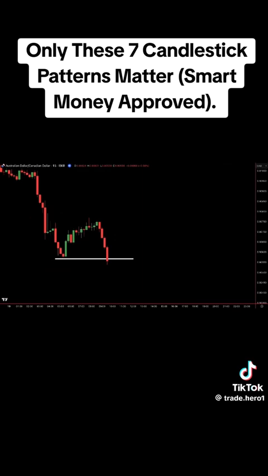Now, let's look at a real chart example. This is the Australian dollar against the Canadian dollar on the 15-minute chart. The market was clearly trending down. Sellers were in full control. Then, price hits this level and gets rejected hard, forming a temporary support.